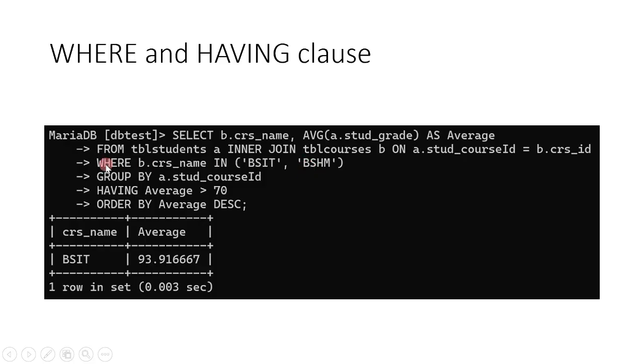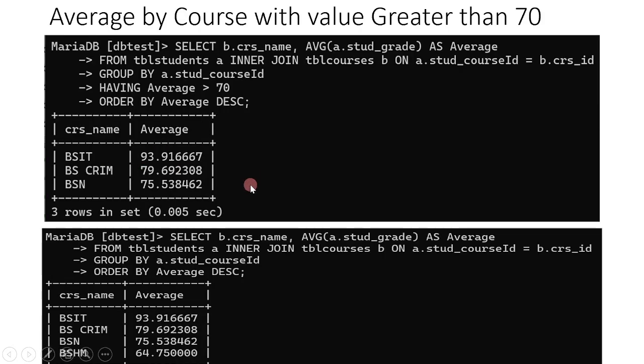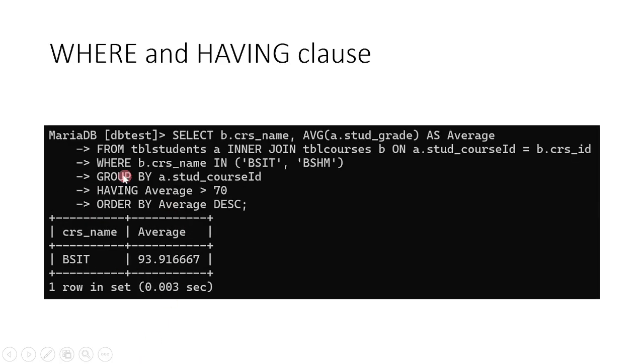Why? Because we have a condition. It looks like we're telling MySQL to get only the average of students from BSIT and BSHM. And then we are going to group by course ID. So therefore, the result supposedly would be BSIT and BSHM only. But then we have included a having clause, where having average is greater than 70.